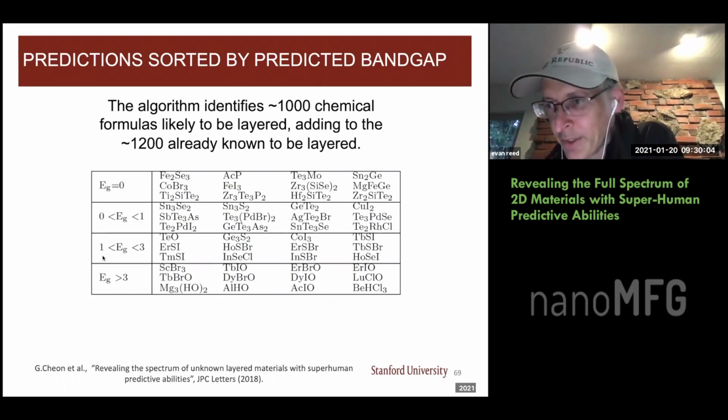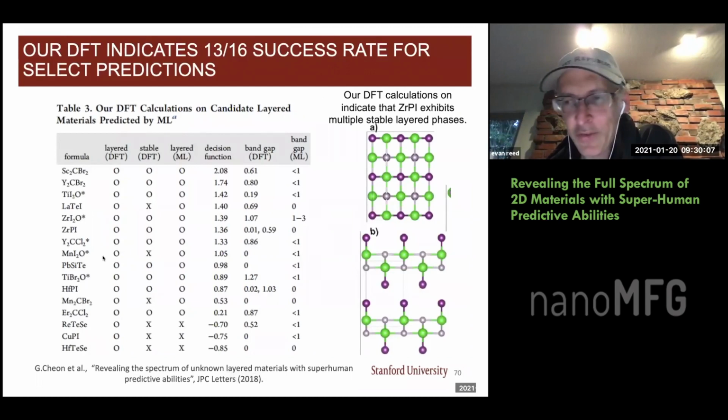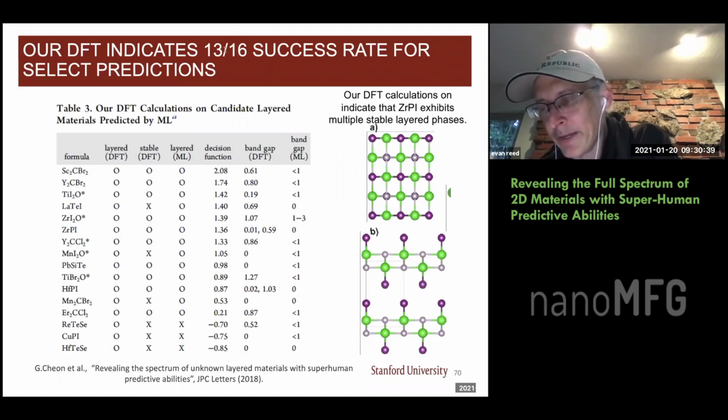But to some extent, you can do this. And we've also tested some of these predictions using DFT. So this is really a kind of a crude test of the model, but essentially what we found is that we took 16 predicted cases. We did DFT calculations to test for layered stability in layered forms. And we found that 13 were right. So 13 of these predictions were actually stable as layered materials. So this is kind of consistent with the precision being something like 50%, something like that.